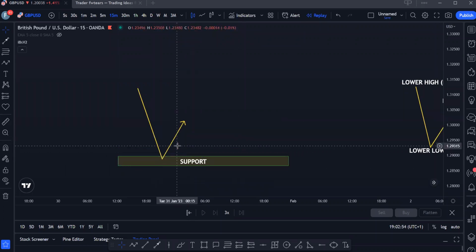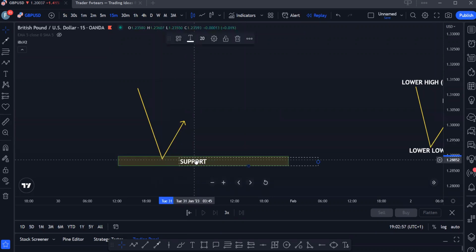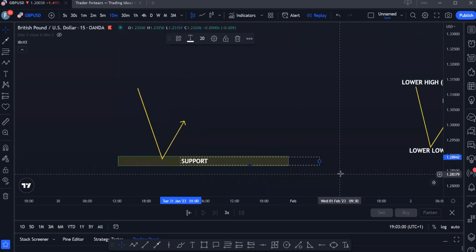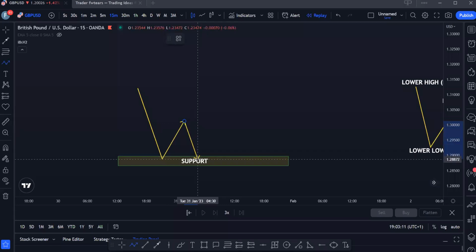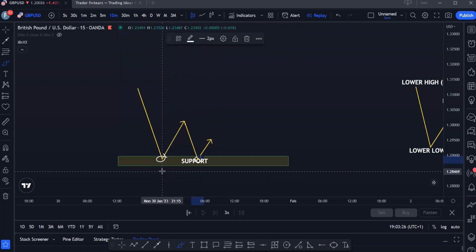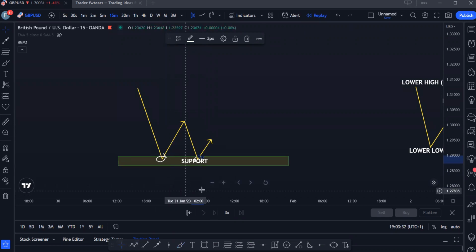Okay. Likewise, your support. Invalidating a support, that zone has to reject price twice. So you want to see another retracement like so. And if that support zone pushes price up again, okay, that is the validation you're looking for. Two touches, first touch, second touch. So when you see these two touches like so, that's a signal that this support zone is strong.